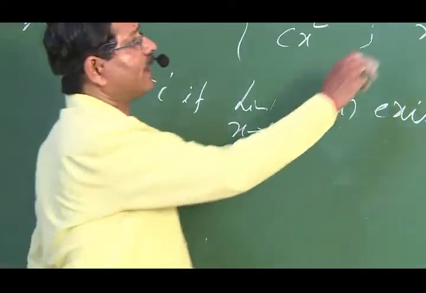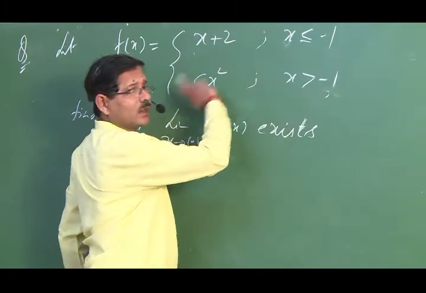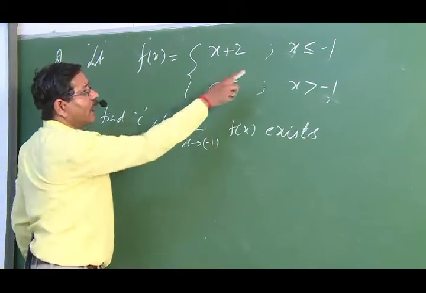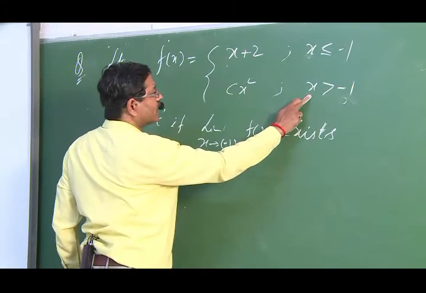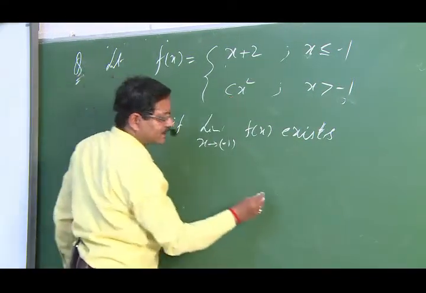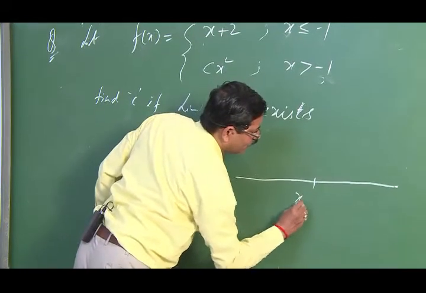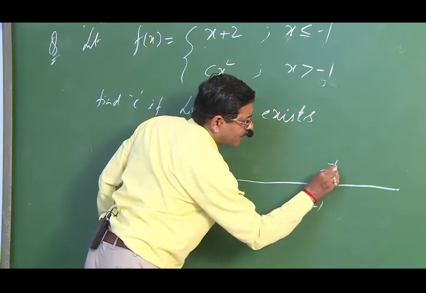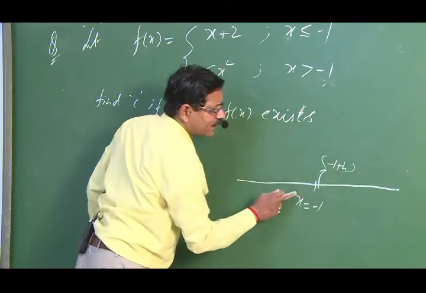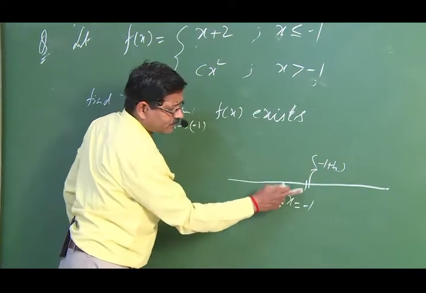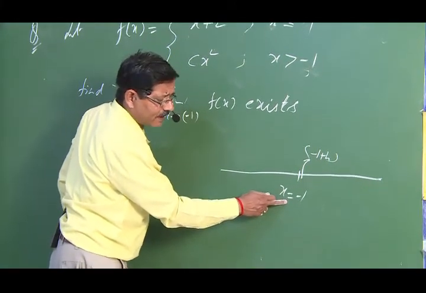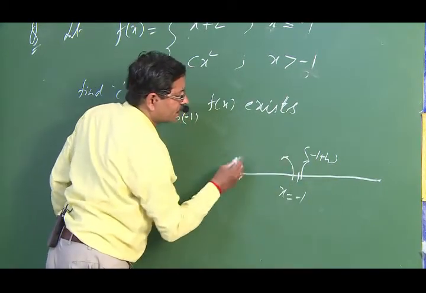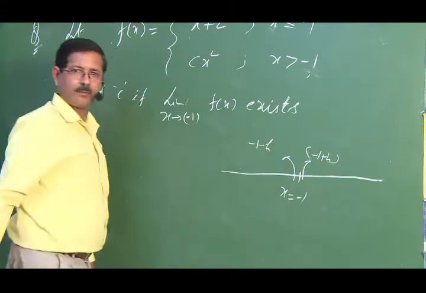Now look here. Minus 1 is a critical point here because nature of the function changes at point x is equal to minus 1. On the right of x is equal to minus 1, the value of the function is cx square. On the right of minus 1, there exists a point minus 1 plus h. This is a neighborhood point of function f(x) at x is equal to minus 1 on the right of, and on the left of this is minus 1 minus h.